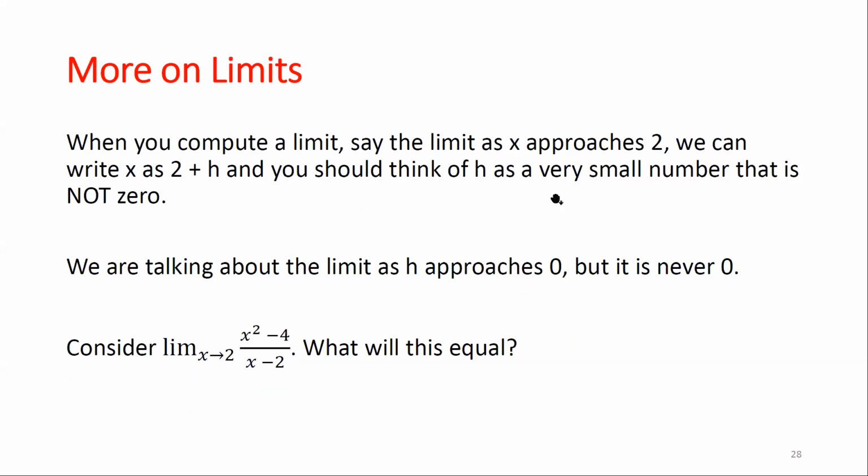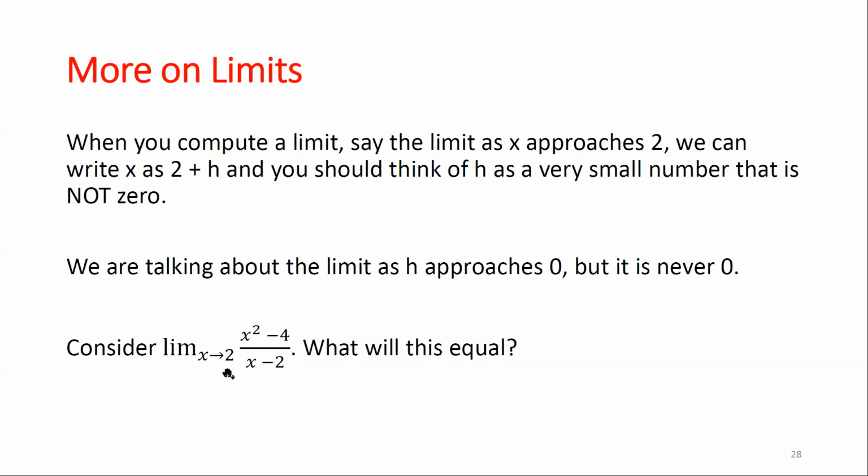So when you compute a limit, we say the limit as x approaches 2. We can write x as 2 plus h. The way you should think of this is h is a very small number, but that number is not 0. We are talking about the limit as h approaches 0. It is not 0. It's just getting smaller and smaller. 1/10, 100, 1,000, 1 million, 1 billion.